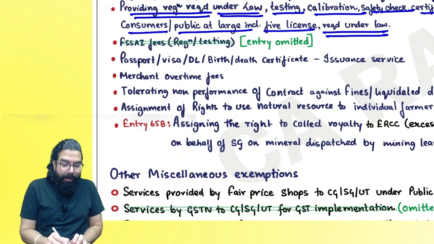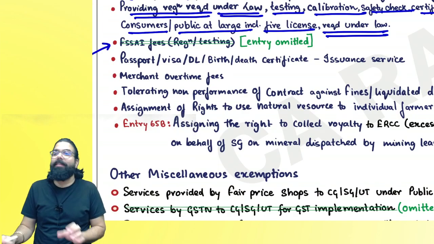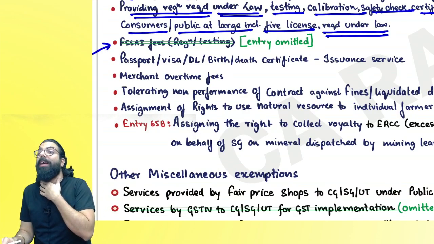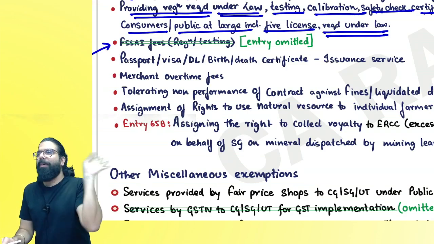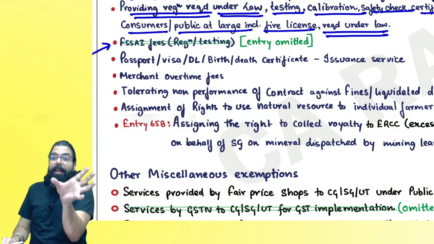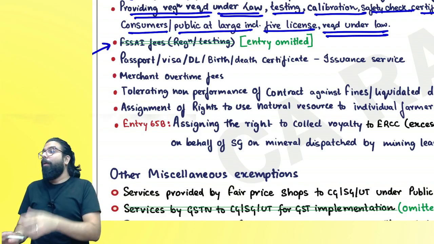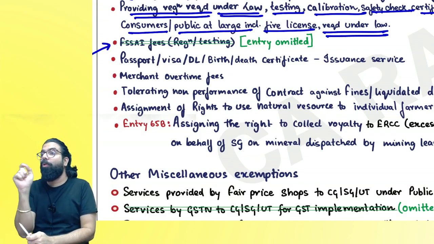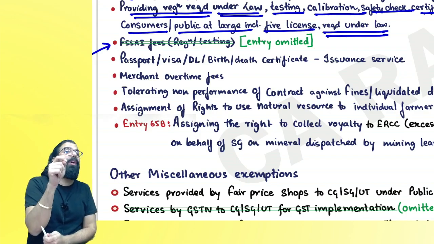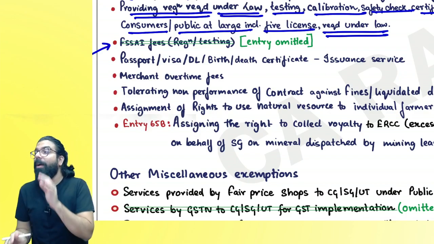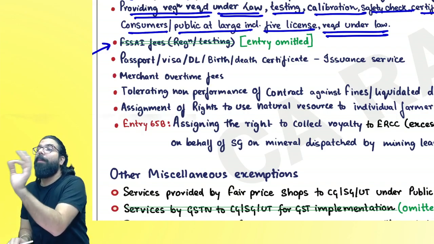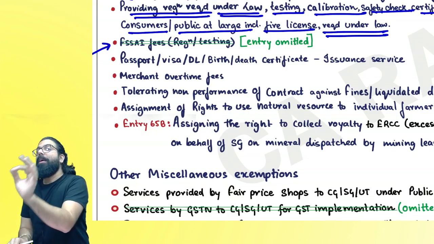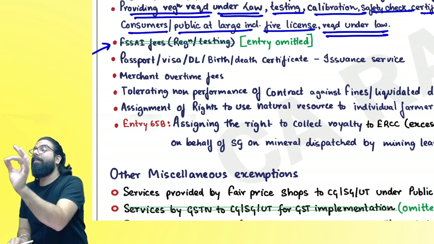The next one is the Food Safety and Standards Authority of India, FSSAI. Basically, whenever you are opening a hotel, they come to do the testing, etc., and they give you the FSSAI registration. Whatever fees they were charging was exempted from GST. Now, on whatever they charge as fees, GST will come.